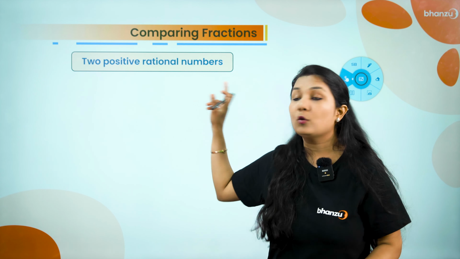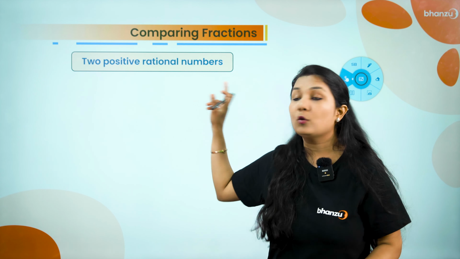If they are unlike fractions with the same numerator, then compare the denominators. The smaller the denominator, the greater its value. So over here 1 by 2 is greater than 1 by 3 is greater than 1 by 6. Right? Next, if they are unlike fractions with different numerator and denominator, now both are different.